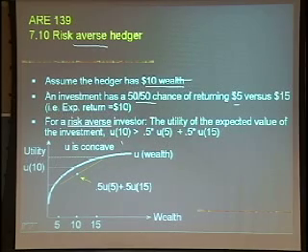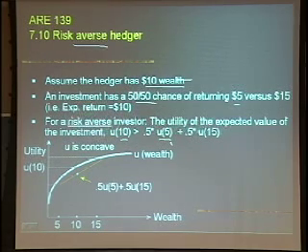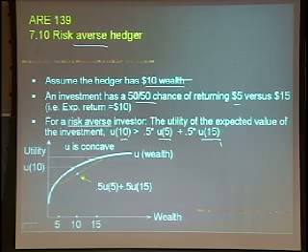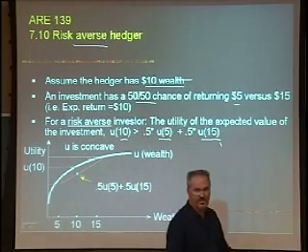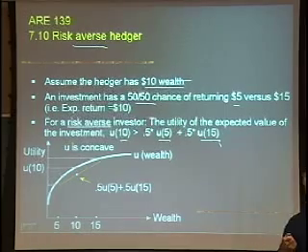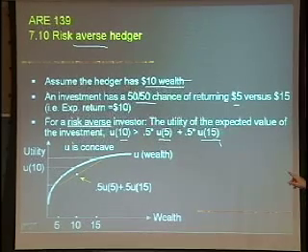And if you're risk averse, you say, no, I choose just to keep the $10 in my pocket. The utility of the certainty equivalent, which is keep the $10 in your pocket, is greater than the utility of ending up with 5 with a 50% probability and ending up with 15 with a 50% probability. Okay, so that's the definition of risk averse. The utility of the certainty equivalent is greater than the utility of the expected value.